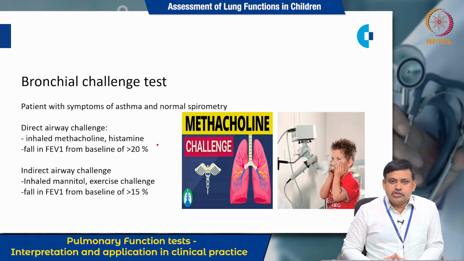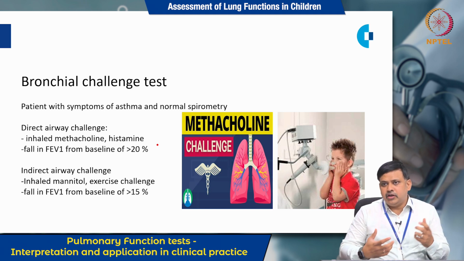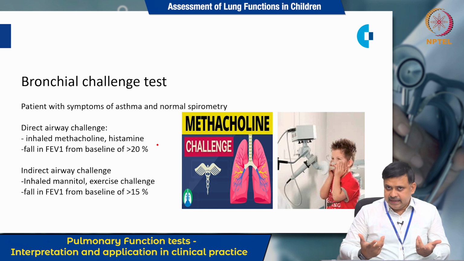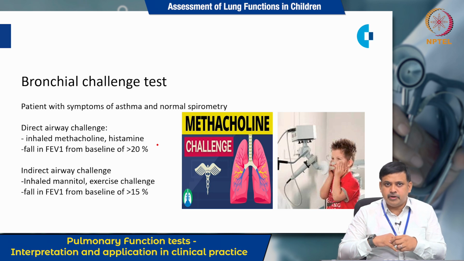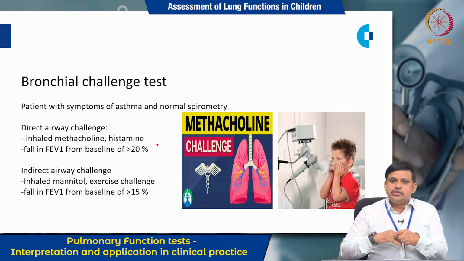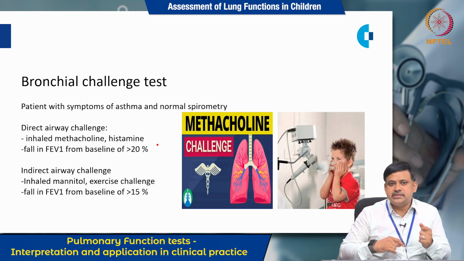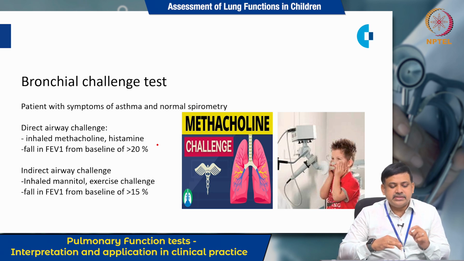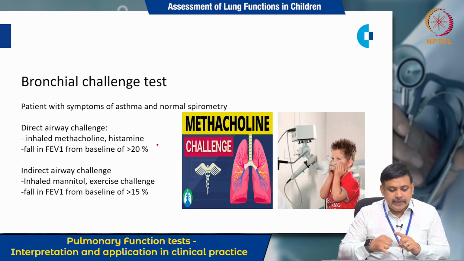Bronchial challenge test. A patient with symptoms of asthma, but the spirometry seems to be normal. They may not have any triggers, but they are asthmatic, and we have to find out whether they have obstructive airway disease. So, for a patient with symptoms of asthma but normal spirometry, you can do this bronchial challenge test. It has two components, one is direct airway challenge, the other is indirect airway challenge. The direct airway challenge is by use of an inhaled methacholine or histamine challenge. If we see a fall in FEV1 from baseline of more than 20%.